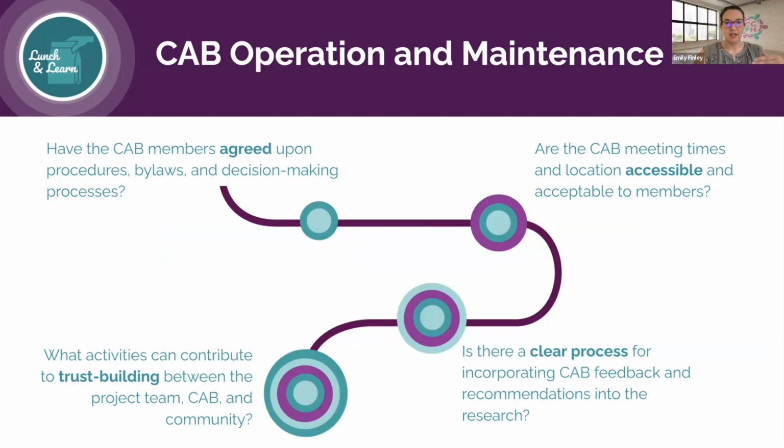So this slide shows some key questions for consideration around operating and maintaining your community advisory board. So have the CAB members agreed upon procedures, bylaws, and decision-making processes? In other words, how will your CAB run? These decisions should be reached with direct input and discussion from CAB members themselves to make sure that it is accessible and appropriate.